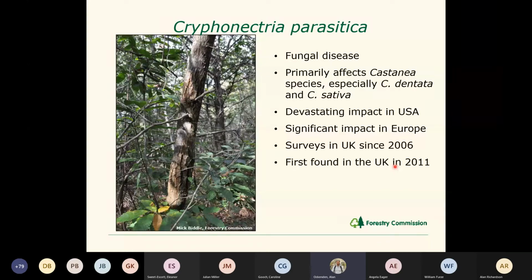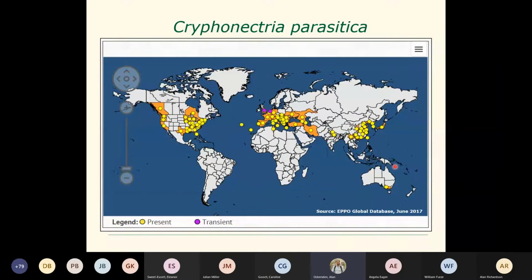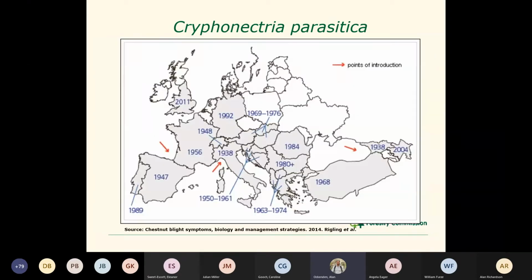Dentata seems to be far more susceptible to Cryphonectria parasitica than our European sweet chestnut does, but it has had an impact in Europe. They have been surveying for it over there for a number of years, and we have also, since 2006. Our first finding in the environment in GB was in 2011, in a nut orchard in the Midlands. Looking at global distribution, you can see we've got a significant distribution from east to west across the globe, and down in Australia as well. So it's quite a dispersed pathogen, and has been present within Europe for a number of years.